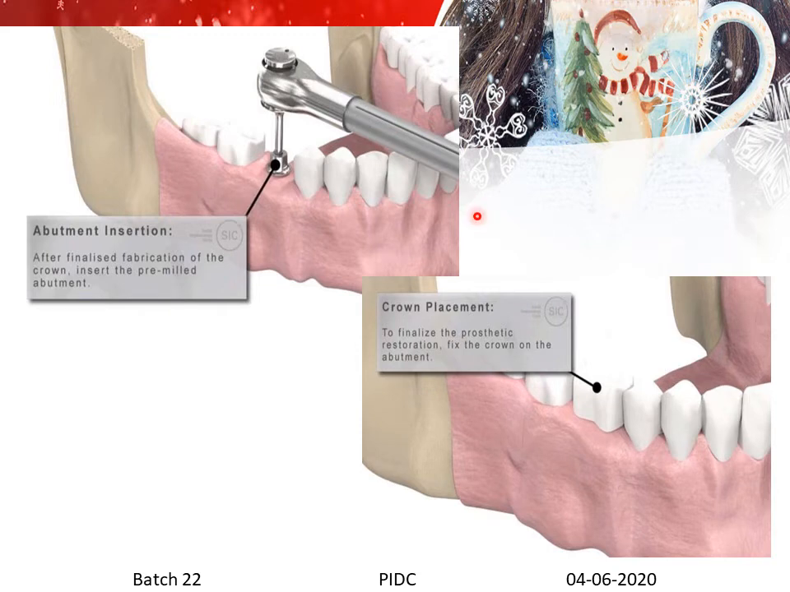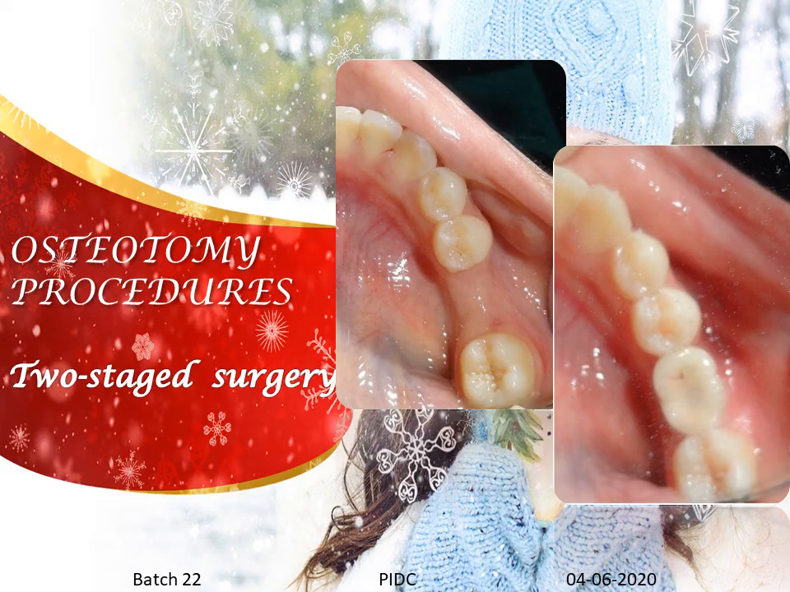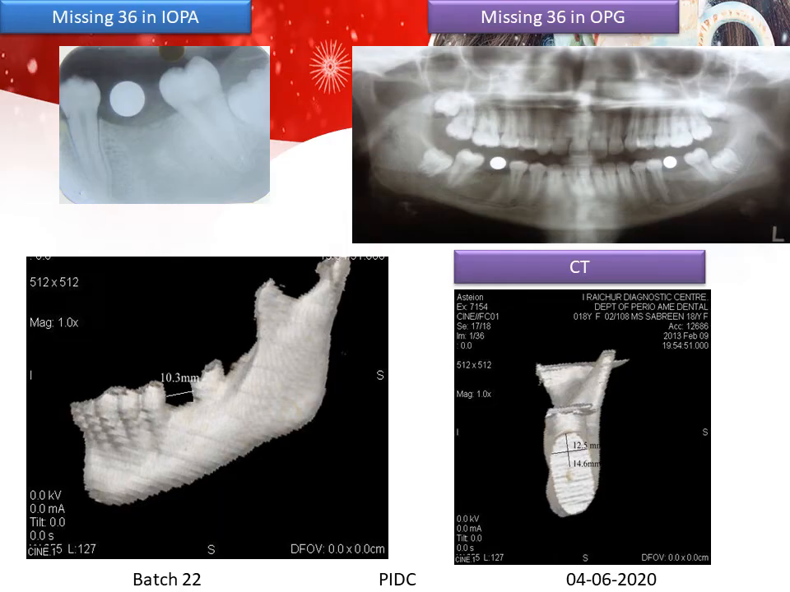So once the prosthesis is fabricated and it is ready for delivery, you are going to insert the pre-milled abutment, followed by which you are going to insert the prosthesis. Again, this abutment could be either a screw type or a cement type of abutment, and you can see the final prosthesis which is placed. So this is one of the surgical cases which we have done. So you could see that it is a two-stage procedure.